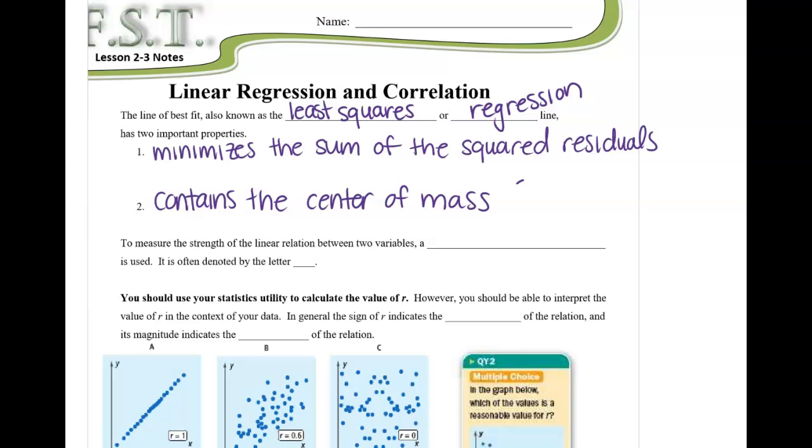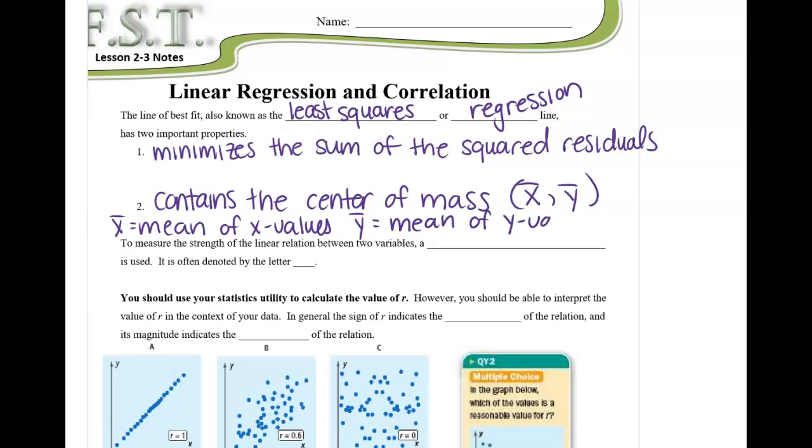The center of mass is the point x bar comma y bar, where x bar is the mean of the x values, and y bar is the mean of the y values.